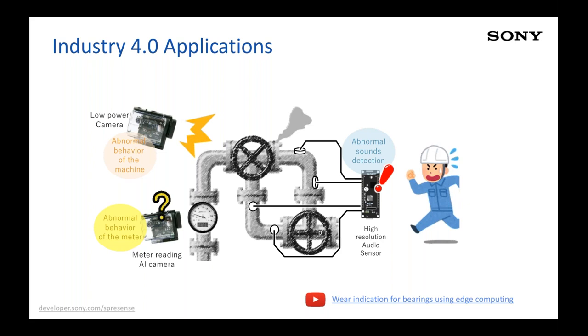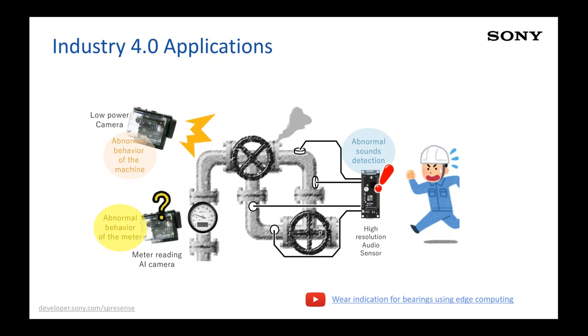I'm sure people who work in factories have so many other issues that they can use Spresense to address. I'm providing a link to a wear indication for bearing using edge computing. This is actually using high resolution audio to detect abnormality in the factory. It mimics that idea and uses FFT, Fourier transform, and all of those things to detect it. This is another link that I'm providing for you. Make sure that you go there and take a look.